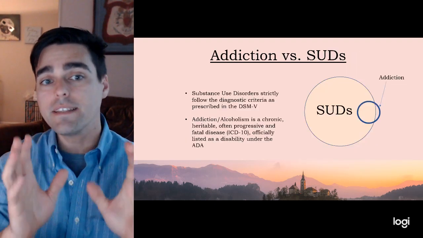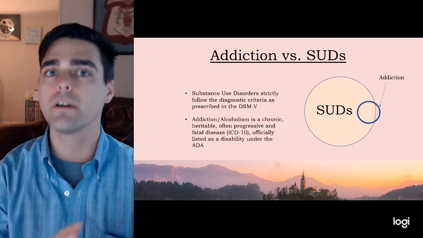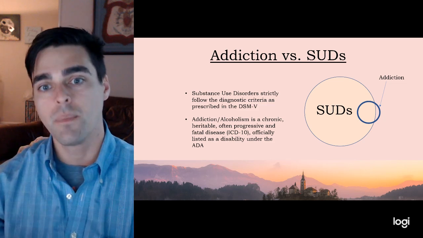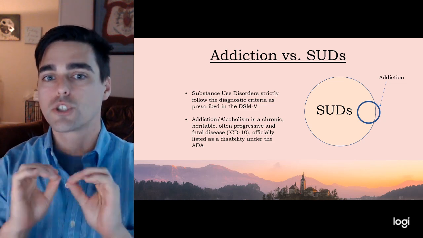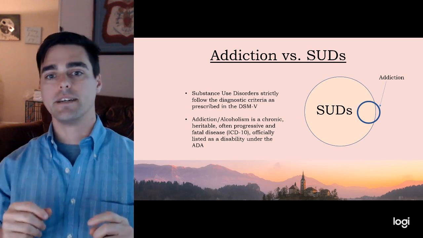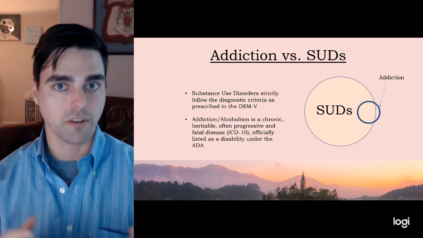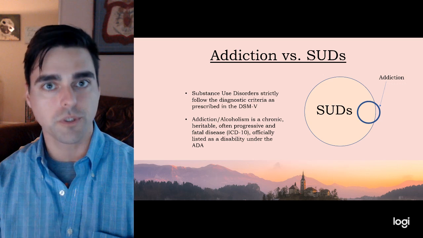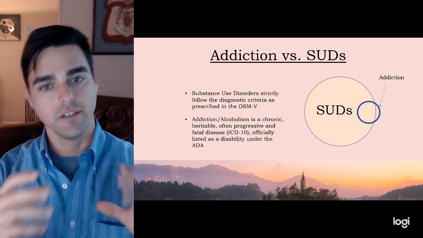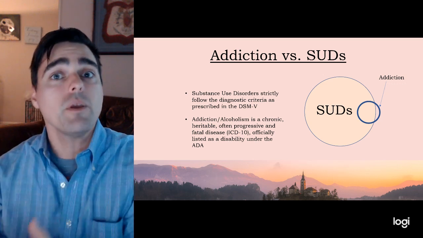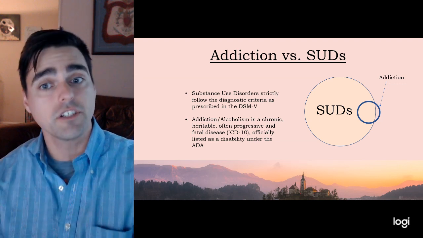So if we look at the differences between substance use disorder and what we know to be addiction, substance use disorders strictly follow the diagnostic criteria as prescribed by the DSM-5. That's the one that we use now, and so that's the one to use when you're working in a practice. You would diagnose substance use disorder, but you might be working with a person who has addiction concerns.